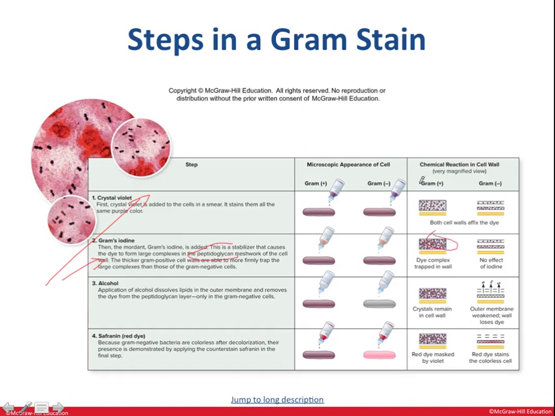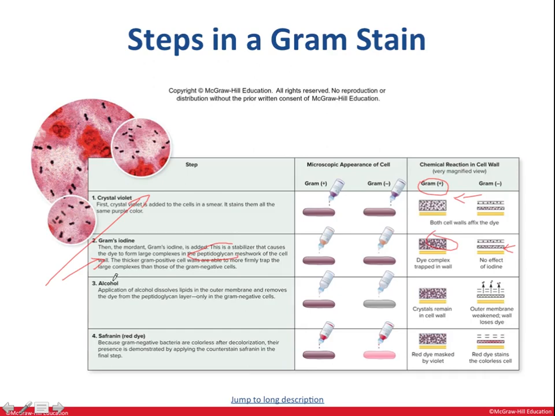So these are gram-positive cells, which have a thick cell wall. They have more peptidoglycan, so they can hold more dye. The gram-negative cells have a thinner cell wall, so they can hold less dye compared to the gram-positive cells.